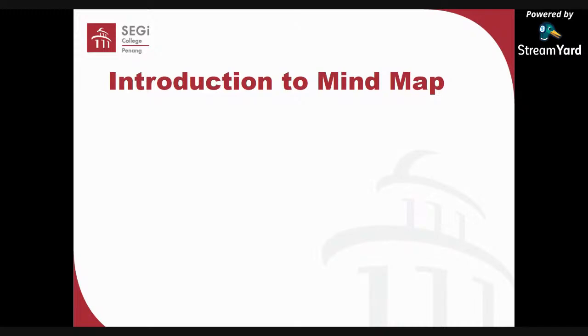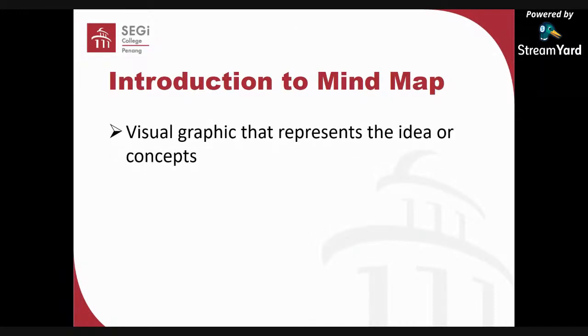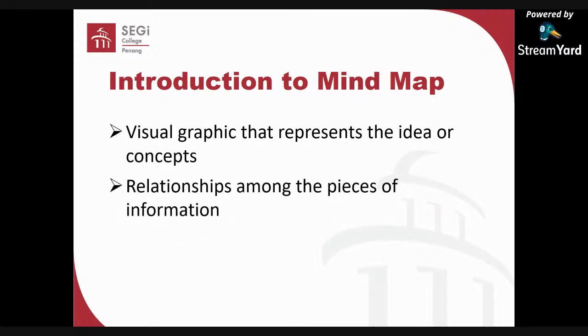First of all, I will introduce what a mind map is. This mind map will help during your revisions. First, a mind map is represented by a visual graphic. That means you can use pictures to identify the idea or concept, instead of giving all text. You can draw some pictures, or write some keywords to represent the idea or concept. The second thing, you can also identify the relationship between the information. That means how do you show that these 2 points are interrelated? What is the relationship between these 2 points, and so on.